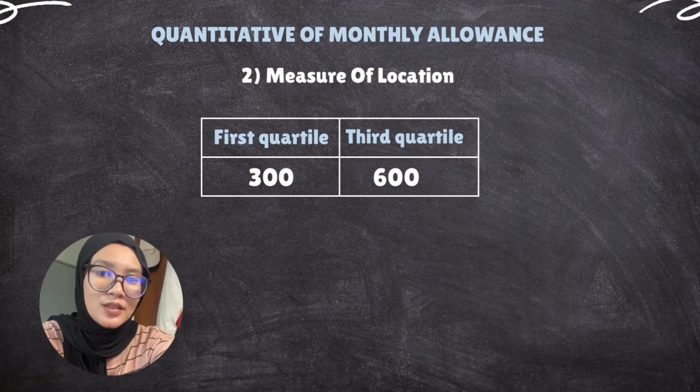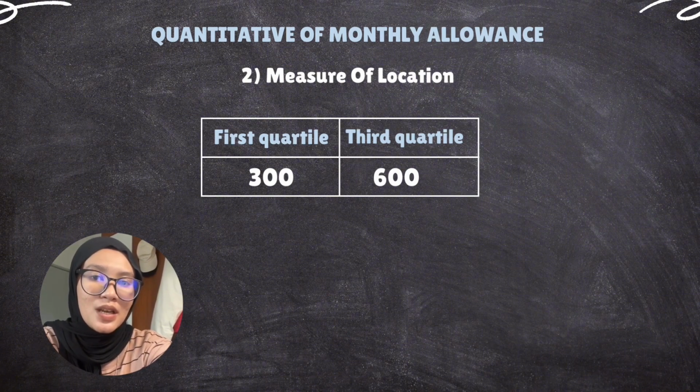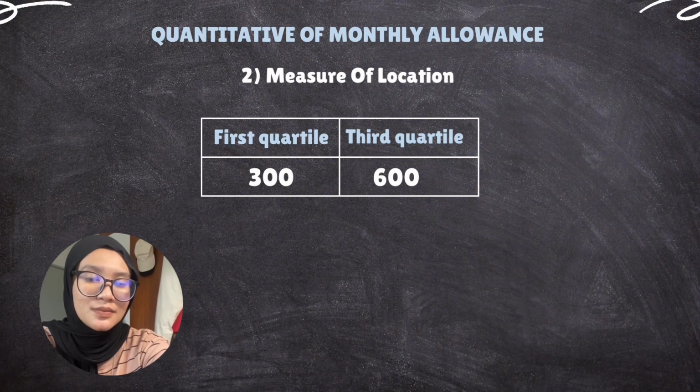Next, we look at the first quartile and third quartile in monthly allowance. The first quartile is 300, which means that 25% of students receive RM 300 or less. The third quartile is 600, meaning that 75% of students receive RM 600 or less.